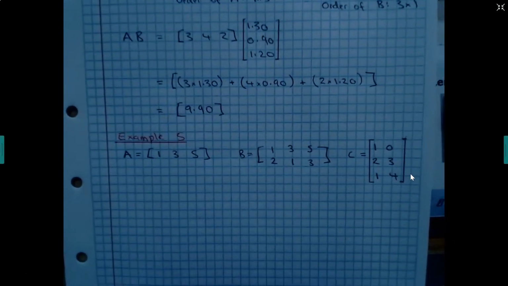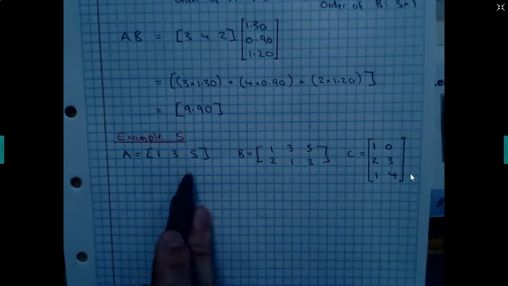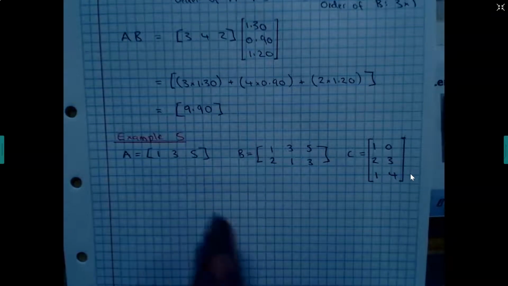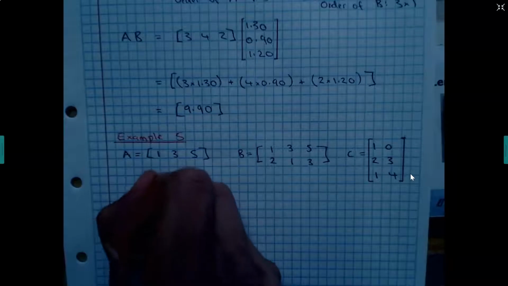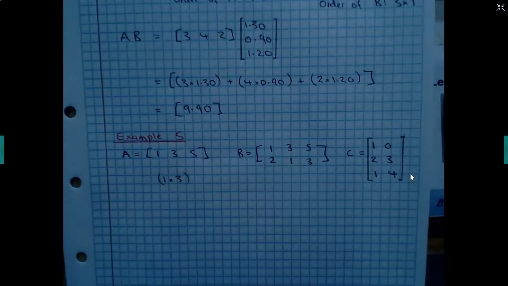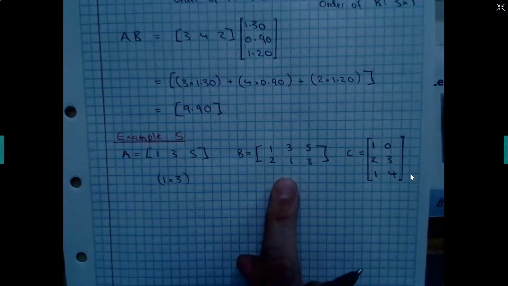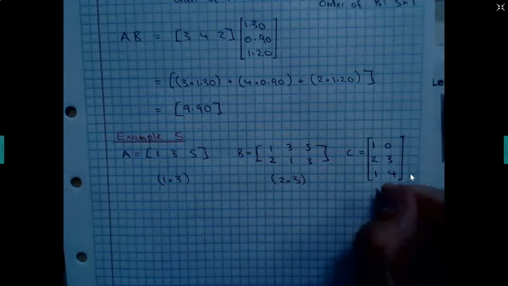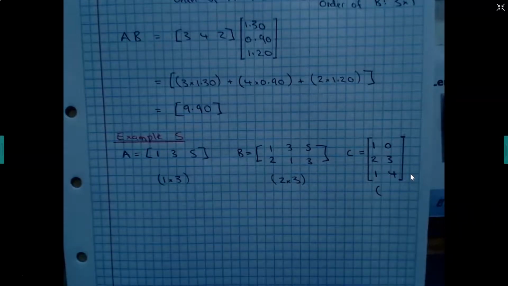Alright, with all of these questions, the first thing you need to do is check the order of each of these matrices. So hopefully we're comfortable now in saying what the order is. This matrix here is a 1 by 3, 1 row, 3 columns. So the order is 1 times 3. This one here, what's the order of this one? Good, 2 by 3. And then the order of this one, 3 by 2.